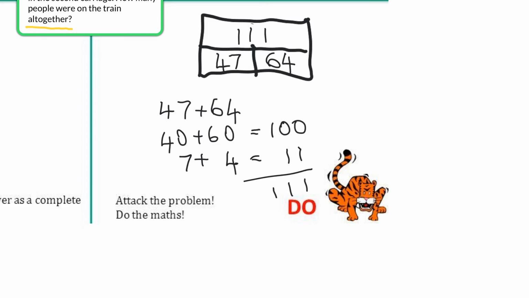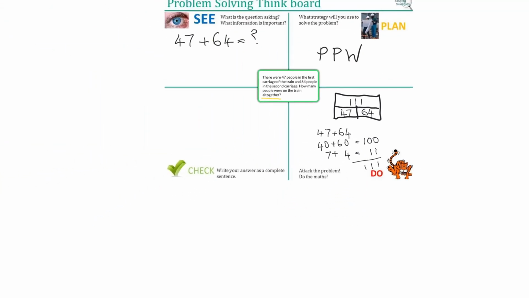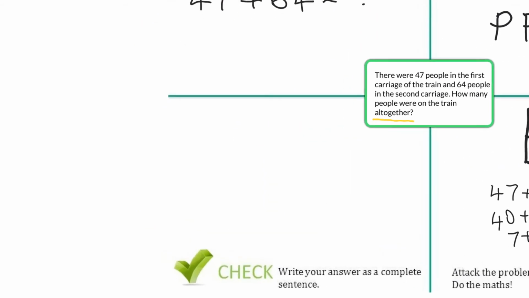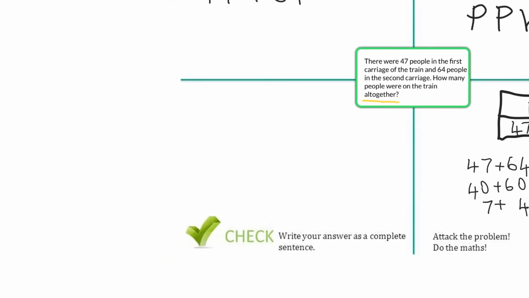Right. Now, we've attacked the problem, but we need to check to see if that answer is correct. So before I write my answer as a complete sentence, I'm going to work out another addition strategy that I can use to add those two numbers together to see if that is correct. I think I'm going to use a number line to add the two numbers together.